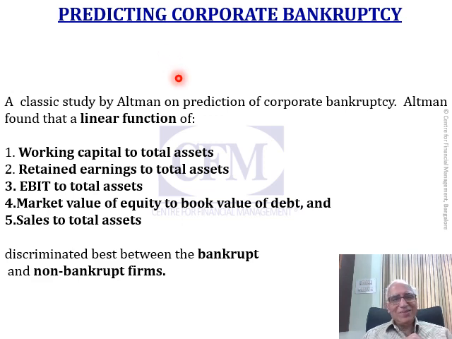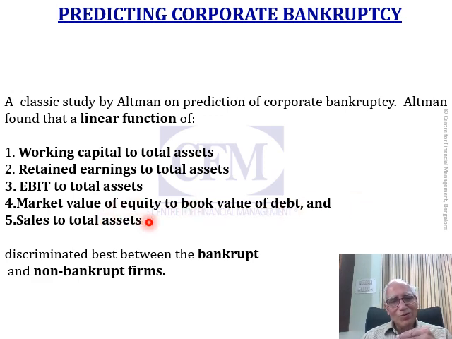Predicting corporate bankruptcy. Edward Altman carried out a classic study on prediction of corporate bankruptcy. He found that a linear function of 5 variables discriminated best between the bankrupt and non-bankrupt firms. These 5 variables are: 1. Working capital to total assets; 2. Retained earnings to total assets; 3. EBIT to total assets; 4. Market value of equity to book value of debt; and 5.